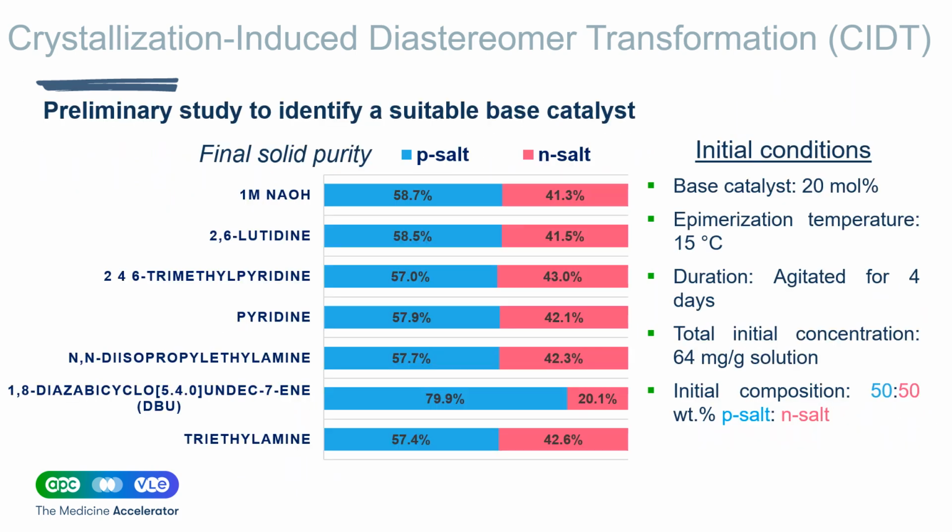In the initial study employing 7 different base catalysts, it was observed that the CIDT was feasible using DBU as the base catalyst. The other base catalysts yielded crystals with a P salt purity of less than 59%. In contrast, the use of DBU as the base catalyst resulted in final crystals with a significantly higher purity of 79%. Consequently, DBU was selected as the base catalyst for further optimization studies.